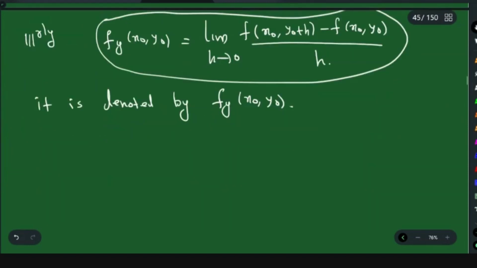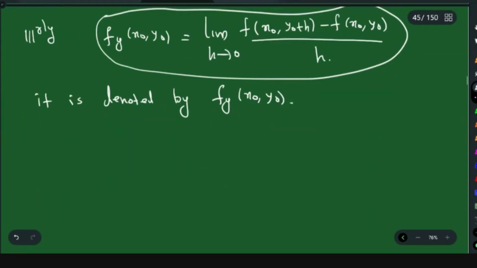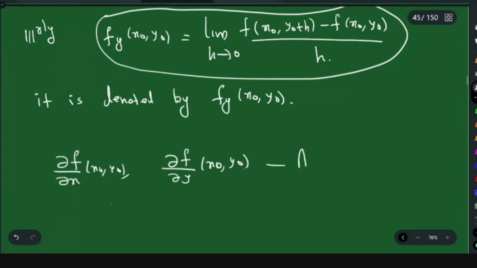Let me introduce one more notation: dou f by dou x at (x0, y0) and dou f by dou y at (x0, y0). This is another notation for the partial derivatives.